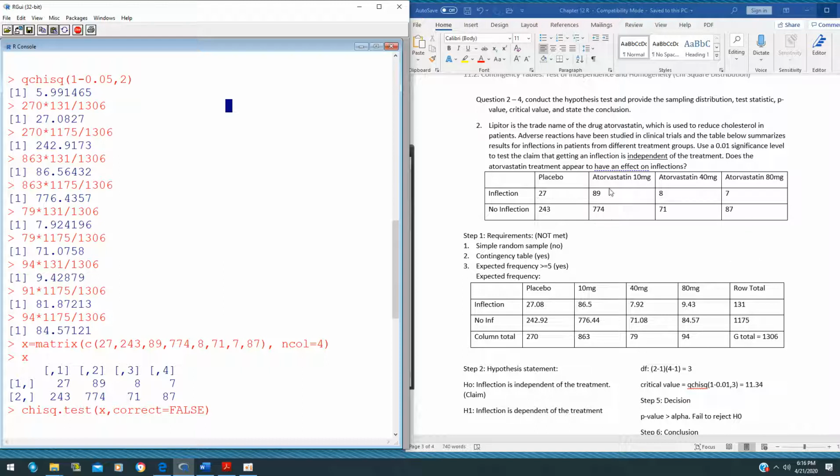And then you have to add up the row totals. If you add all these numbers, you get 131. And if you add all these row numbers, you get 1175. And now if you add the row totals, you get a grand total of 1306. So in order for us to find the expected frequency, you take the column total 270 times the row total 131 divided by 1306. If you take 270 times 131 divided by 1306 using your calculator or your R, you will get 27.08.